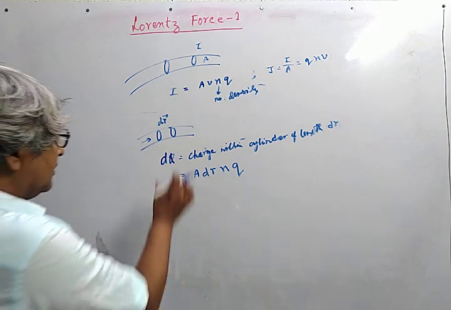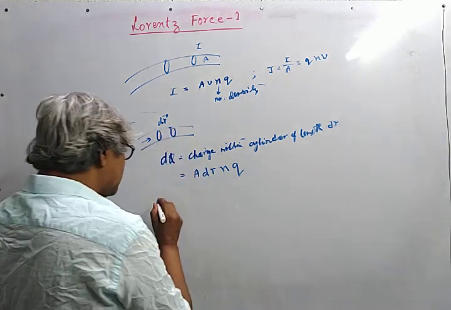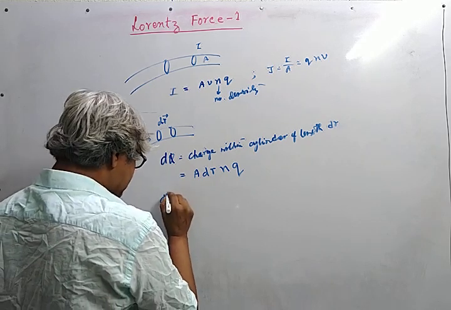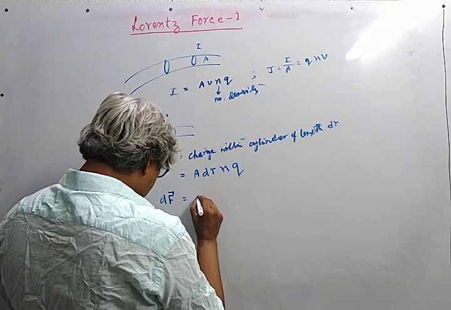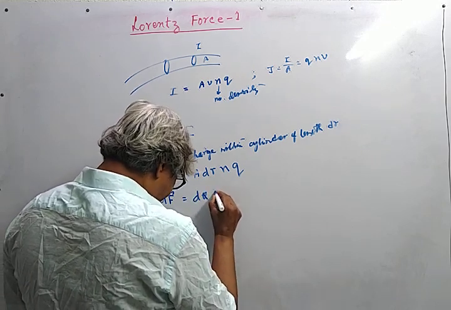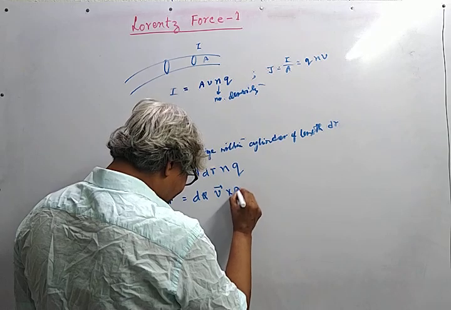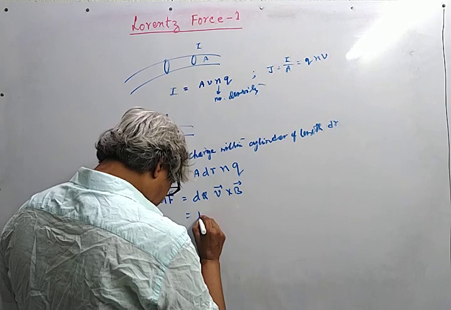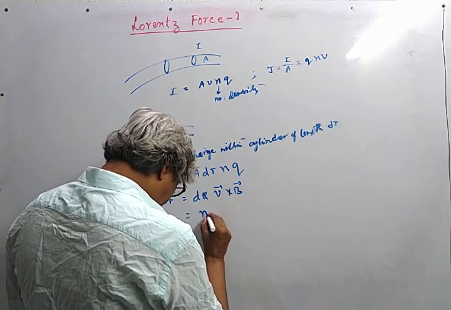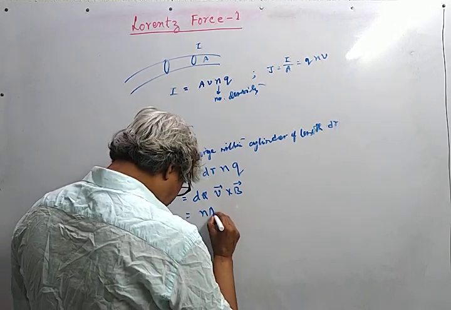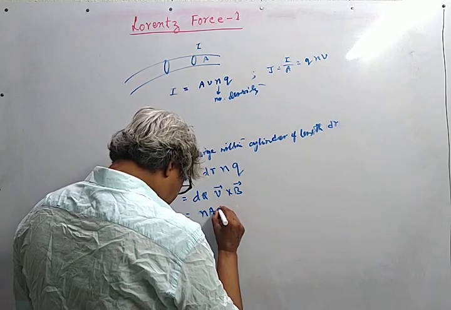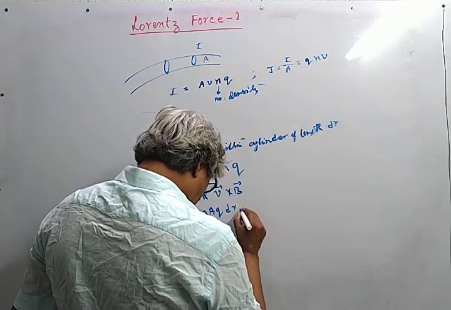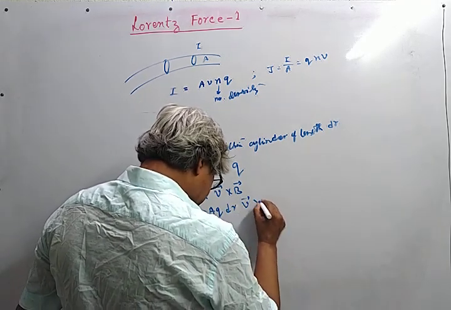If this is the charge within this volume, and dr is very small, we can assume that the same force acts on all the charges. So the force dF on it is dq v cross B, where dq is n A q dr. So dF is n A q dr v cross B.